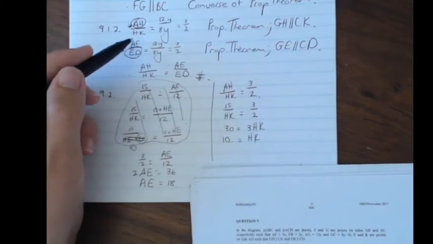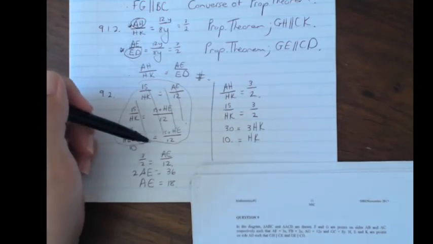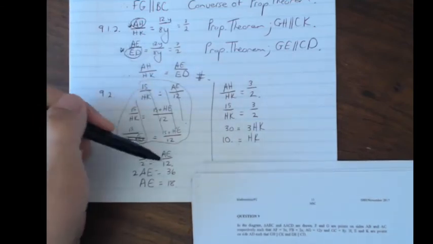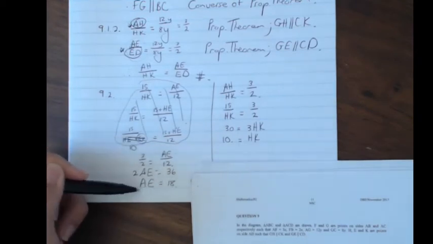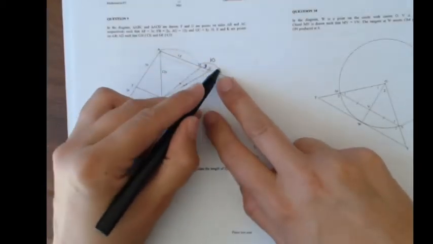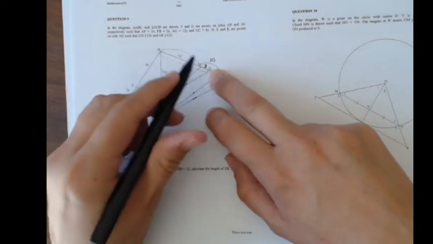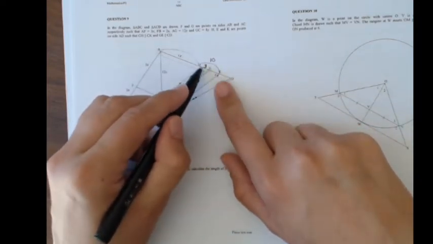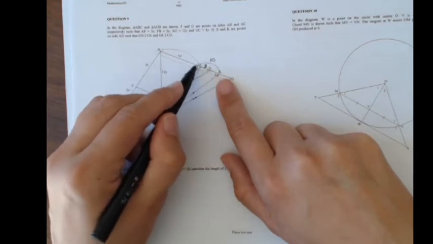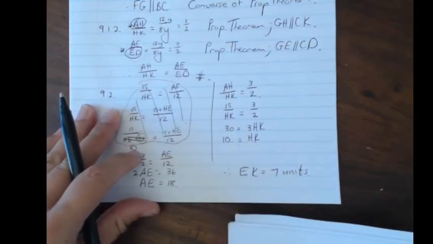Okay, and then since I know that AE over ED is 3 over 2, and they gave me the length of ED as 12, that means I can work out the length of AE is 18. And now if I have AE is 18 and HK is 10, I need to look at the sketch. You see HK is 10 and AE is 18, where that's given as 15, so that's 3. Then I have that's 10, and this is 3, and then obviously 7 to make the 10. So EK is going to be 7 units. Okay, that's question 9. Let's look at question 10.